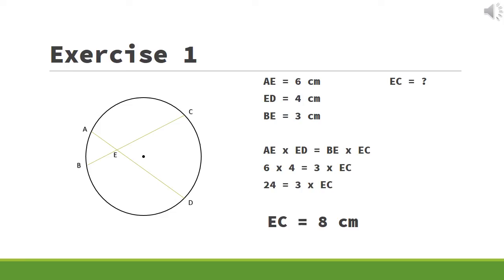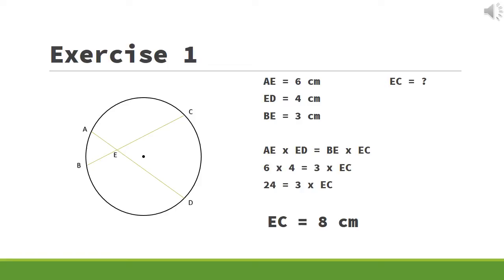Consider the circle with two chords AD and BC as shown. If AE measures 6 cm, ED measures 4 cm, and BE measures 3 cm, what is the measure of EC?